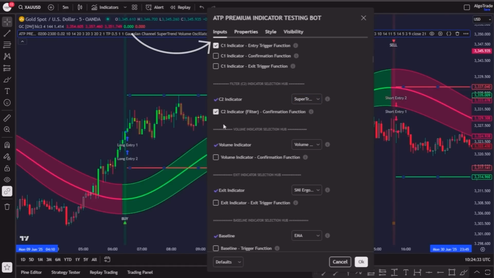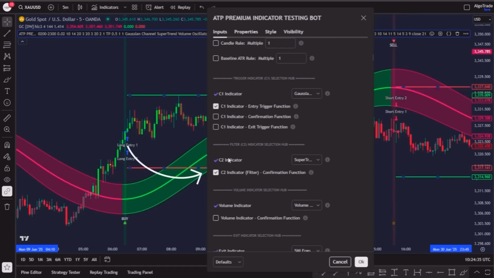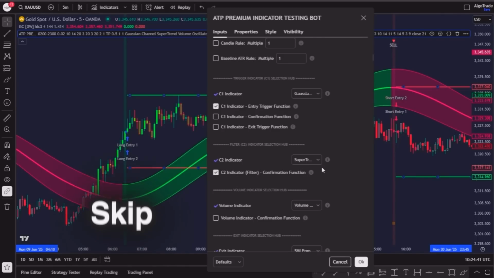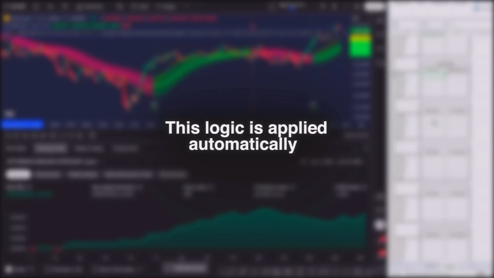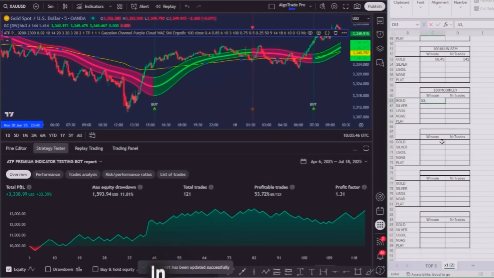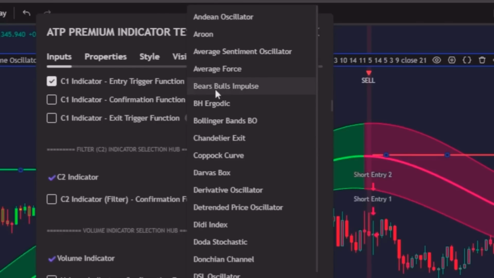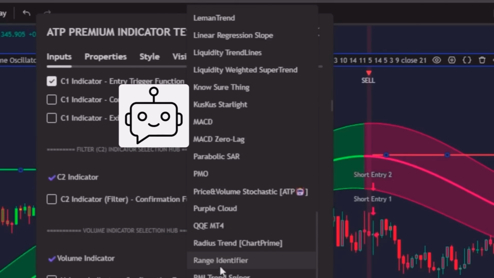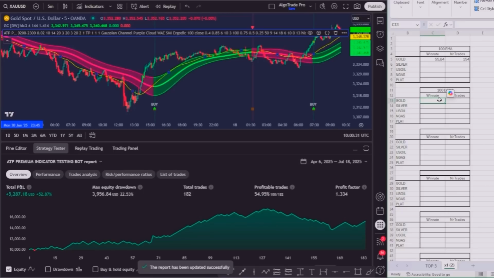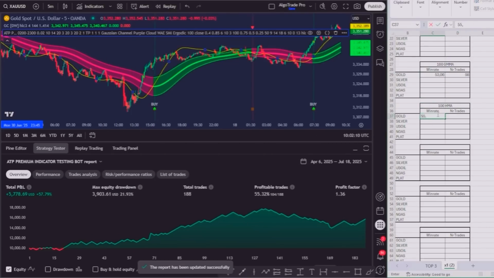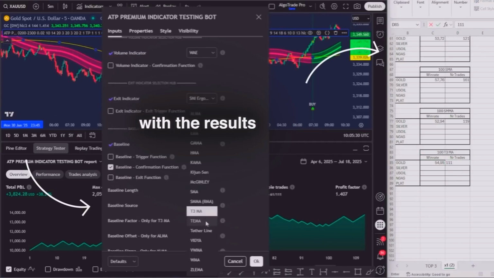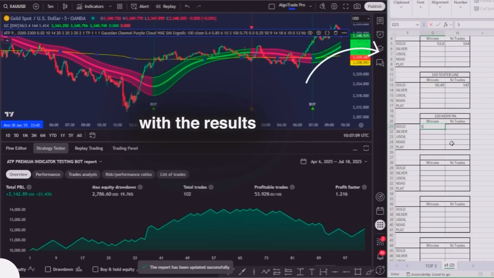Here's how the logic works. The trigger gives us the entry signal. Then the trend filter acts as a second layer. If both align, we take the trade. If they disagree, we skip. And this logic is applied automatically in every single backtest. Now there are over 100 different trend filters inside the bot, and just like we did before, I'm going to test every single one of them. Give me a moment to run the full backtest and I will be right back with the results.